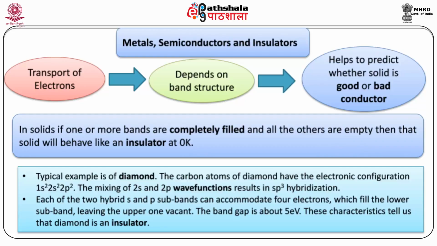The carbon atom of diamond has the electronic configuration 1s2, 2s2, 2p2. The mixing of 2s and 2p wave functions results in sp3 hybridization. Each of the 2 hybrid s and p subbands can accommodate 4 electrons, which fill the lower subband, leaving the upper one vacant. The band gap is about 5 electron volts. These characteristics tell us that diamond is an insulator.